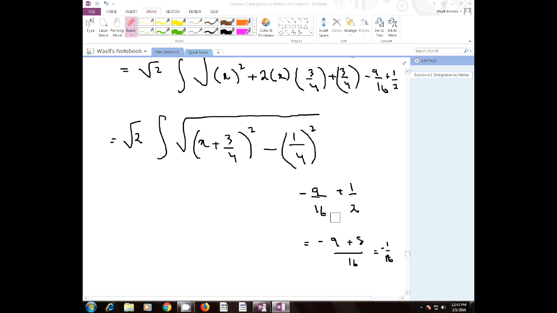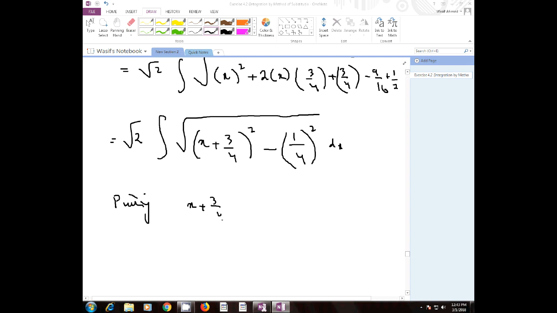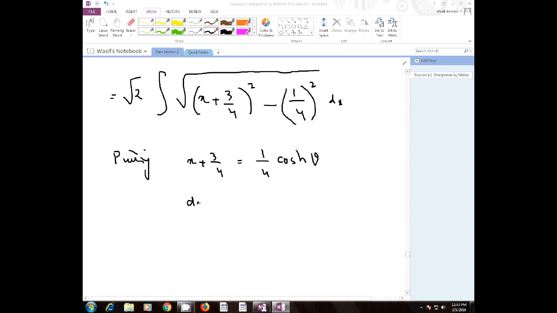Now you can see that this is of the form x square minus a square, where we can put x is equal to a secant theta, or we can also put x is equal to a cos hyperbolic theta. So I will make the substitution of cos hyperbolic theta. So putting x, that is x plus 3 by 4, because x here is x plus 3 by 4, is equal to a cos hyperbolic theta. Apply the differential. The differential of x is dx, and the differential of 3 by 4 is 0 because it is constant. 1 divided by 4, differential of cos hyperbolic theta is sine hyperbolic theta and a d theta.